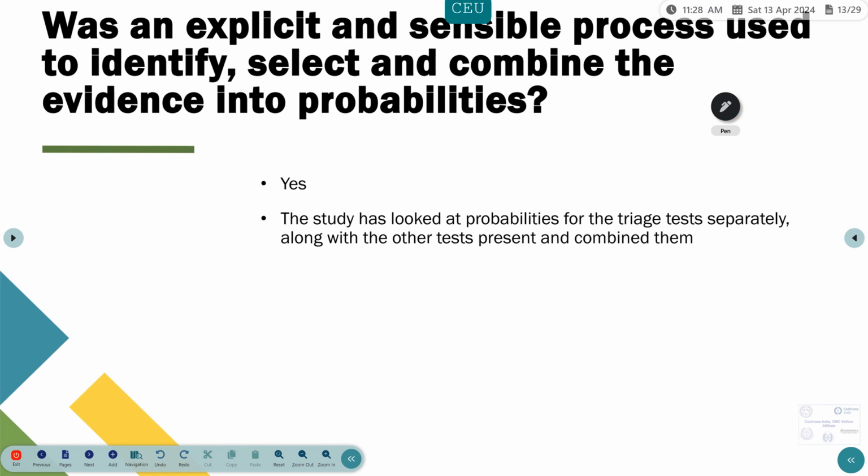Was an explicit and sensible process used to identify, select and combine the evidence into probabilities? What they've done is they've generated the data from their cross-sectional analysis, combined it into sensitivities and specificities, and based on that they've come to the appropriate sensitivities and specificities for the four algorithms mentioned there. So that has been done adequately.